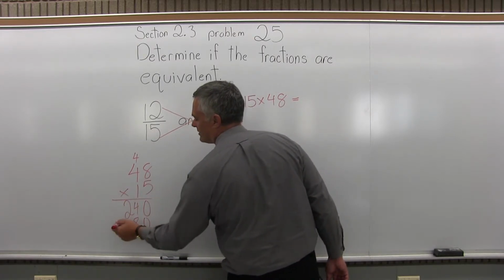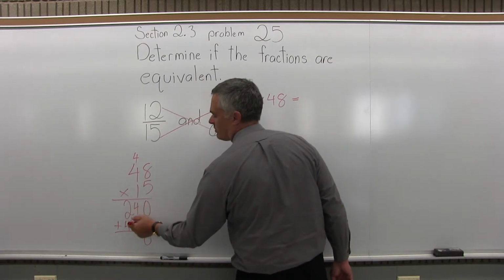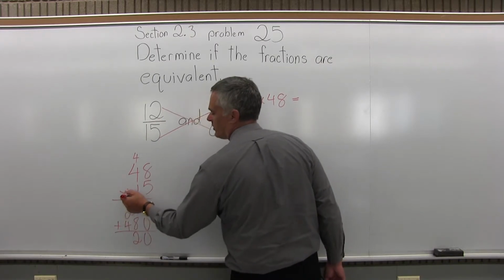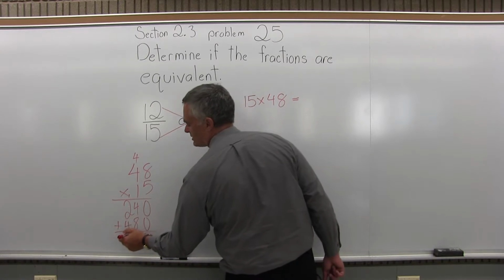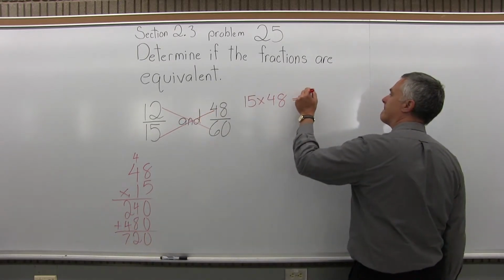And then I will add those two results together. 0 plus 0 is 0. 4 plus 8 is 12, so I'll put the 2, carry the 1. Then 1 plus 2 plus 4. 1 plus 2 is 3. 3 plus 4 is 7. So I have 720.